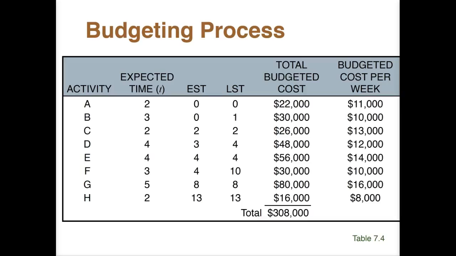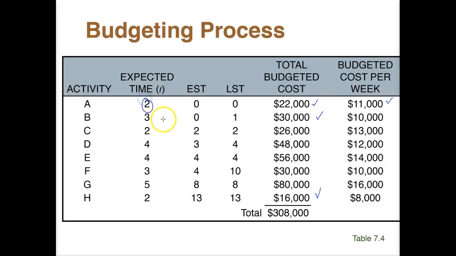So if we look at our project here, cost-wise, we see that for activity A, it cost us $22,000 to get that complete. Activity B is $30,000, and move on down the line, and we see that activity H is $16,000. And of course, we get this budgeted amount by looking at the total cost divided by the number of weeks we expect the particular project to last.